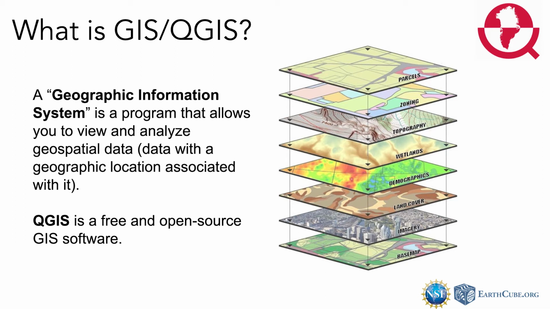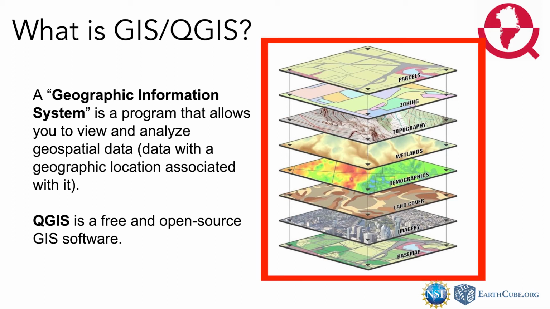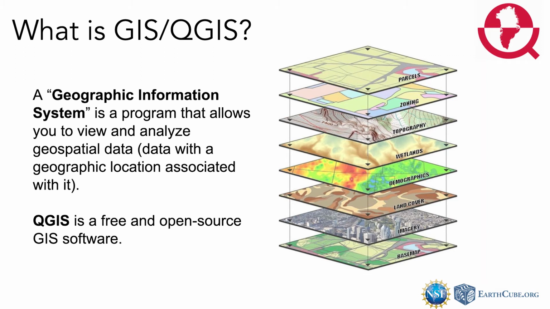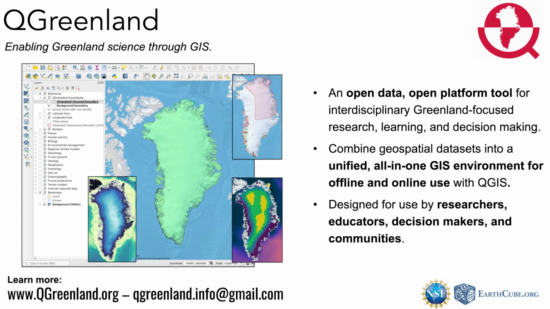In QGIS, we refer to datasets as layers because you can turn them on and off and associate different datasets with each other. What makes layers really powerful in GIS is that these layers can have a lot of different attributes associated with them. So let's shift gears and think about QGreenland.